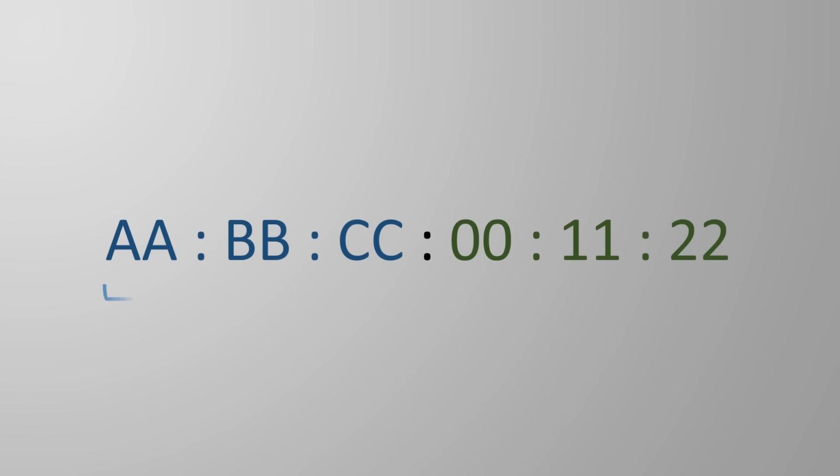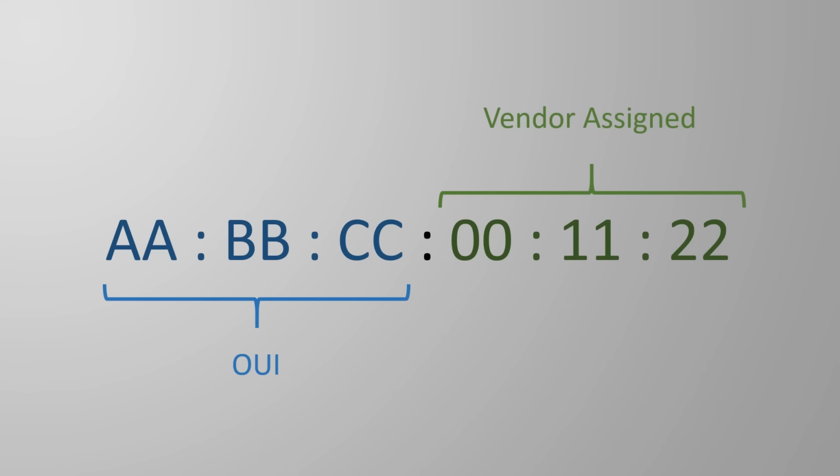To make this work, they're broken into two halves. The first 24 bits is called the OUI, or Organizationally Unique Identifier. And there's an organization out there called the IEEE, and it assigns this OUI portion of the MAC address to the hardware manufacturers. The manufacturers then assign the second half of this address to their products as they see fit. The point behind all this is that there are no two devices, or should be no two devices, across the entire world that have the same MAC address.